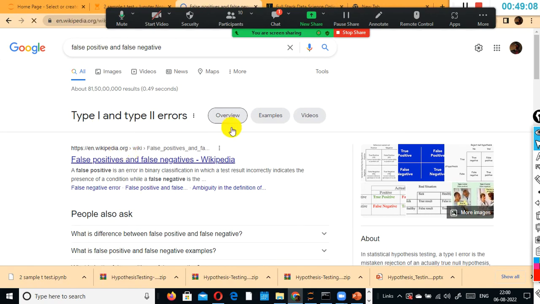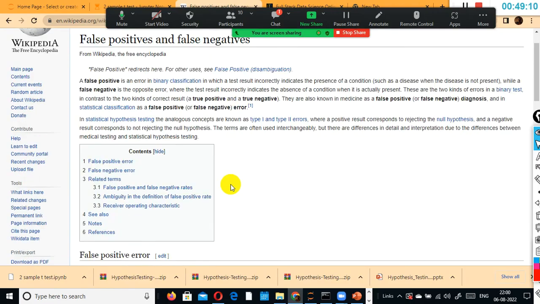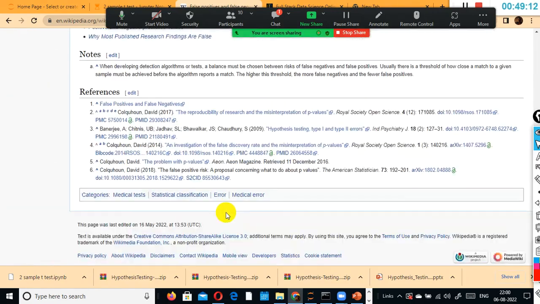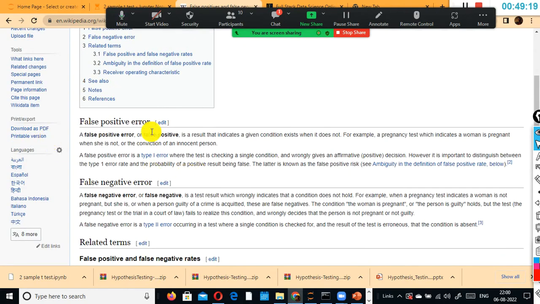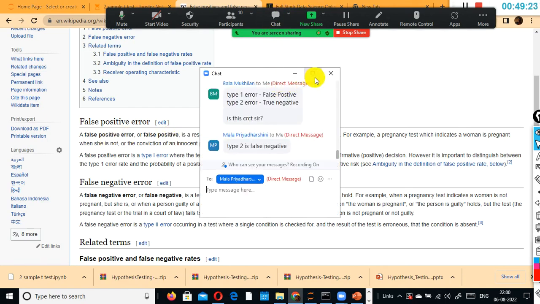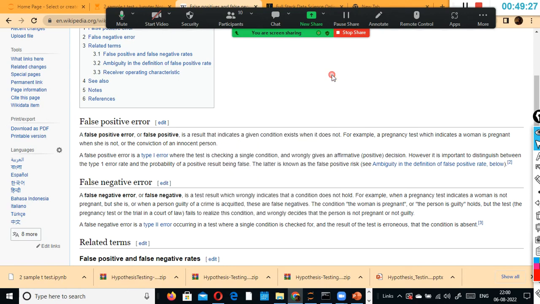Look here, even in the case of binary classification, we are going to use this to evaluate the model performance, okay? False positive and false negative, right? So false positive and false negative. Type 2 is false negative, and type 1 is false positive, right?